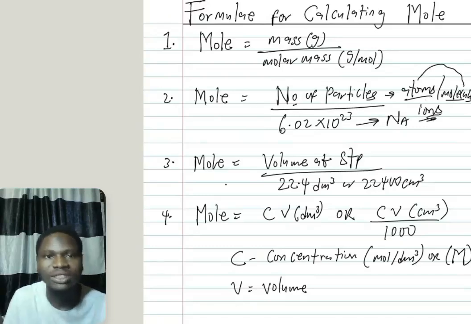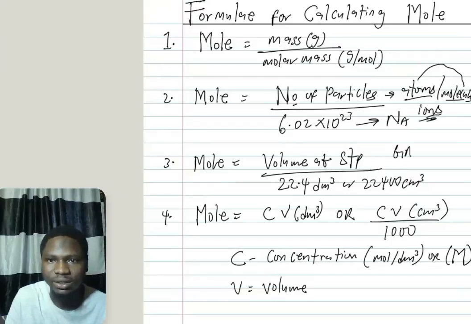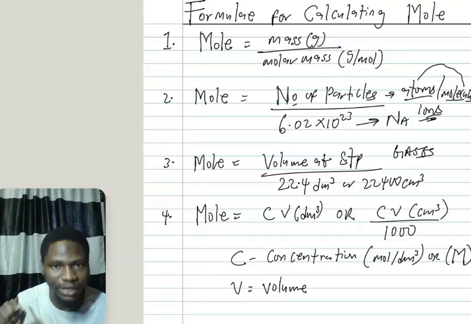Good. Next, this one has to do with gases. This is how to calculate mole of gases whenever the volume is given. The mole is equal to a volume given at STP. STP is a standard condition in chemistry. It means standard temperature and pressure. So mole is equal to a volume given at that condition over any of these numbers.